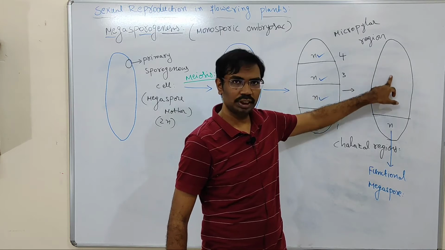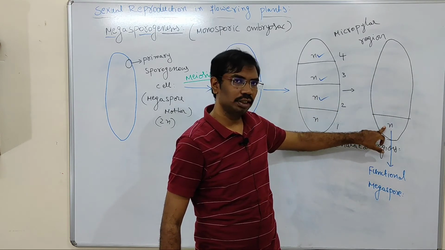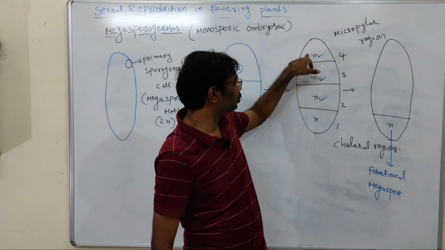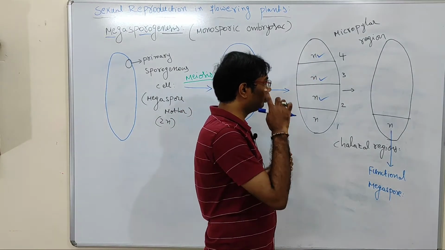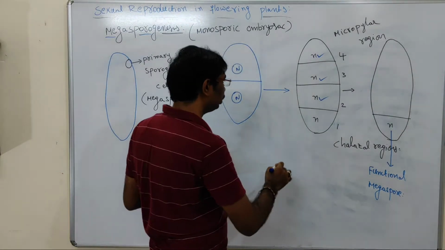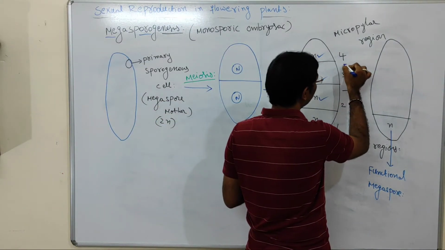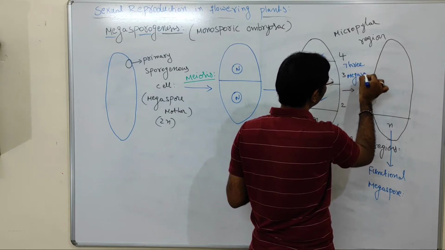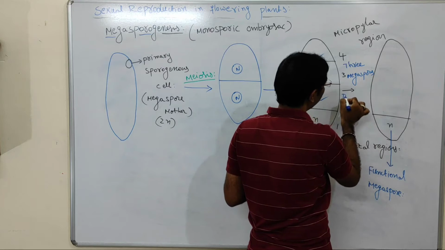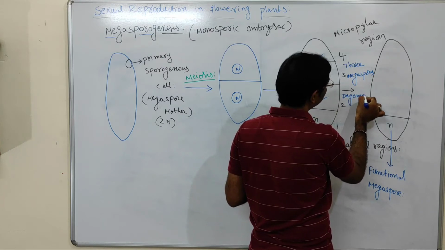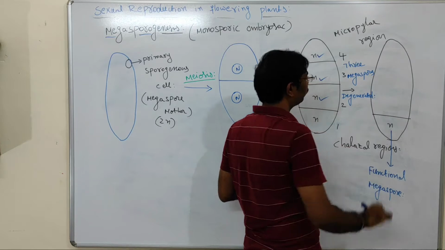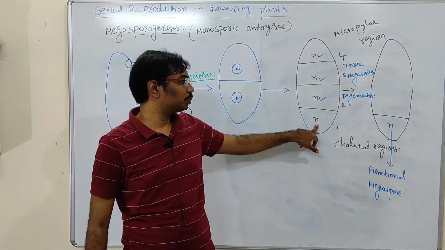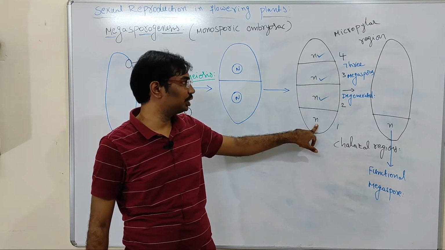Only one megaspore is present in this. See, these 3 megaspores degenerated. After degeneration of the 3 megaspores, only one megaspore is there, and that megaspore is called the functional megaspore. After degeneration of the 3 megaspores, only one megaspore is present in this location. Which megaspore is functional and which is not degenerated?